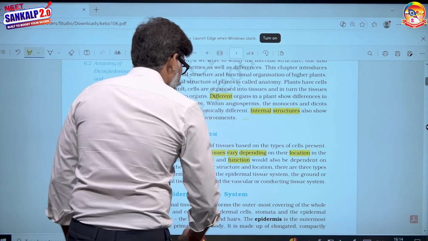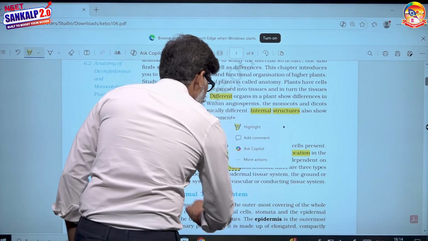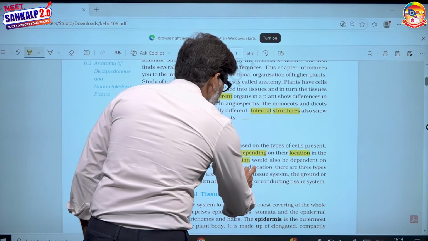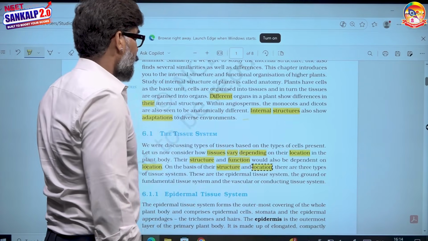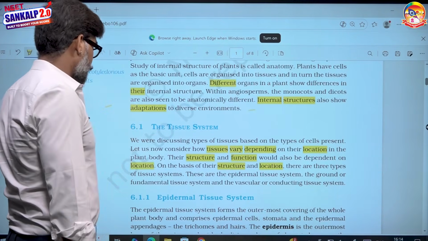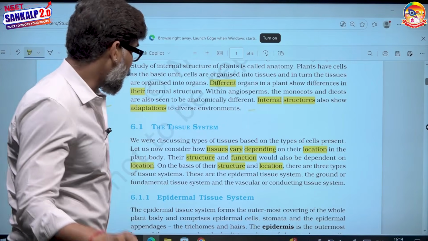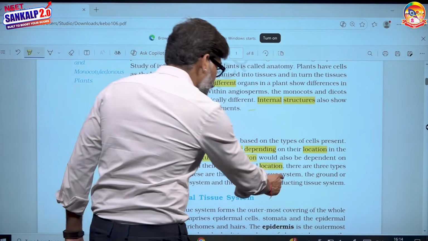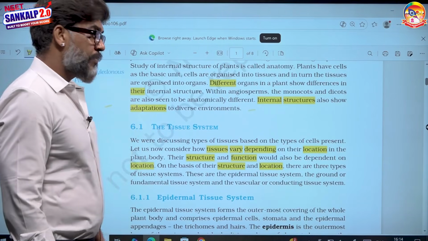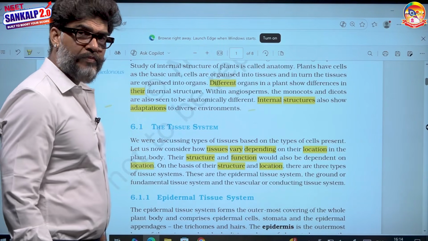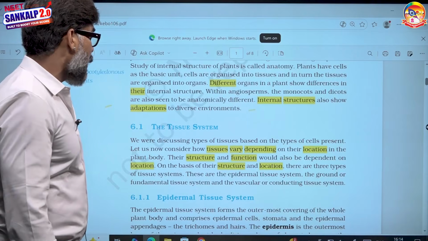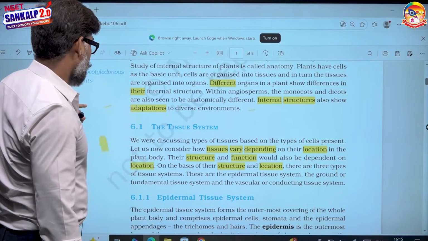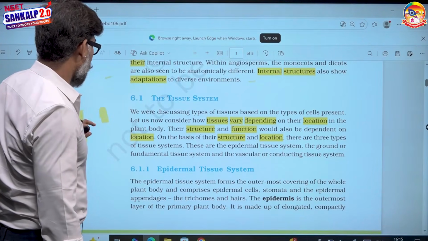On the basis of their structure and location, there are three types of tissue systems: epidermal tissue system, ground tissue system, that is also called fundamental tissue system, and vascular or conducting tissue system. The epidermal tissue system, first of all, we are exploring.